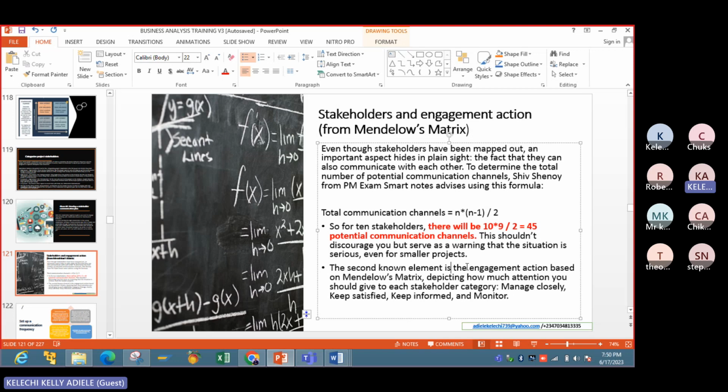So the principle says that, for example, for 100 stakeholders, you should know the number of channels. This shouldn't discourage you, but serve as a warning that the situation is serious, even for smaller projects. This is a very, very important document, and it can affect the way you communicate with your stakeholders. So you need to come up with as many channels as possible. That's the essence of this document.